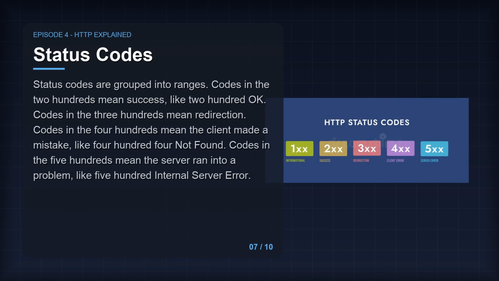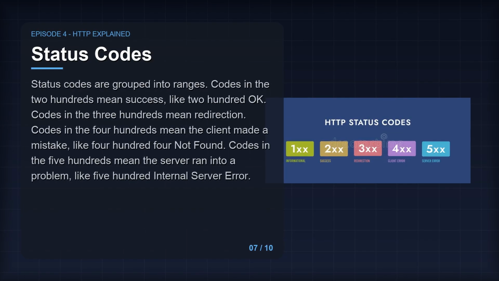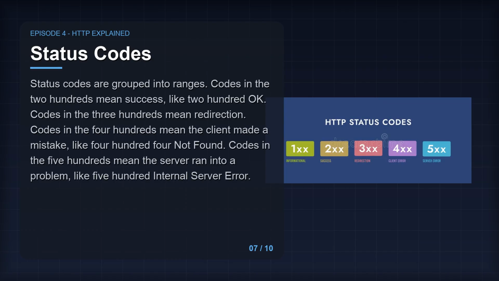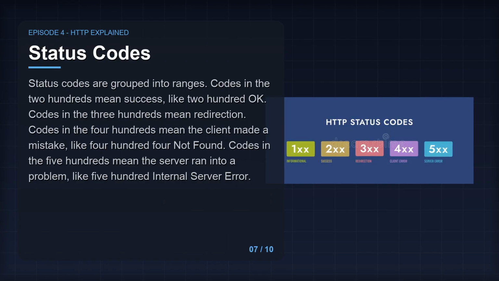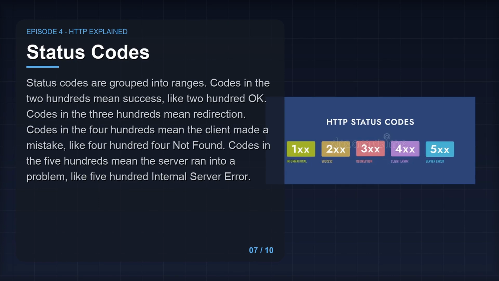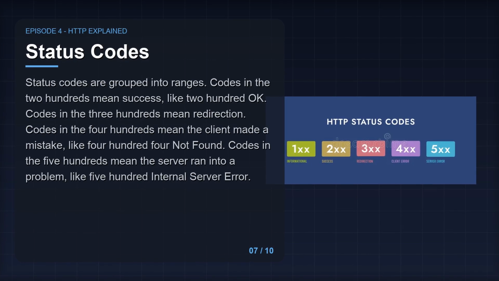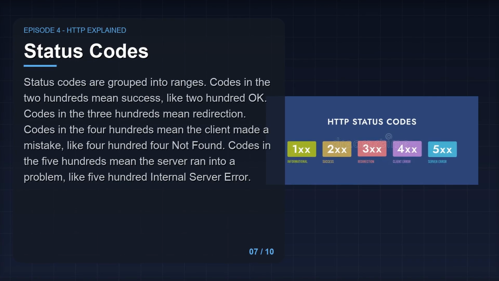Status codes are grouped into ranges. Codes in the 200s mean success, like 200 OK. Codes in the 300s mean redirection. Codes in the 400s mean the client made a mistake, like 404 not found. Codes in the 500s mean the server ran into a problem, like 500 internal server error.